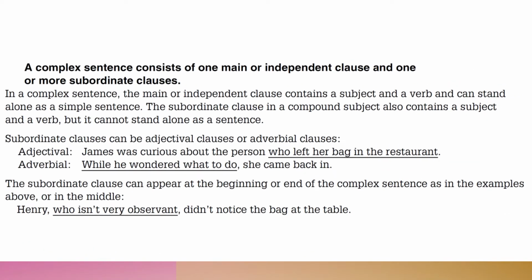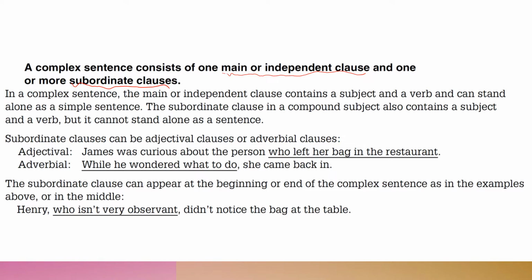So first, what is a complex sentence? A complex sentence consists of one main or independent clause. Sometimes you will hear me saying main clause, sometimes independent clause, it means the same. So this is one part. The second part of the complex sentence would be a subordinate clause. Also sometimes you'll hear me saying dependent clause. Alright, so a complex sentence consists of two things: main clause, subordinate clause.